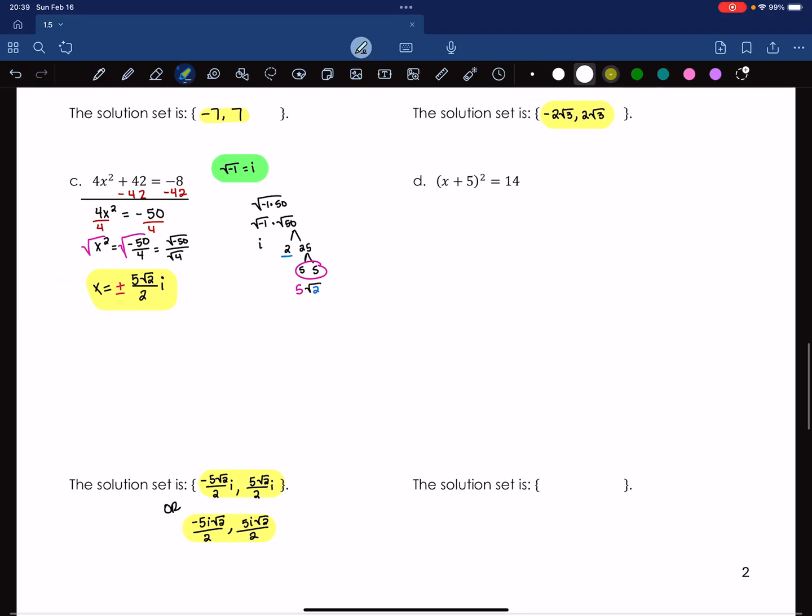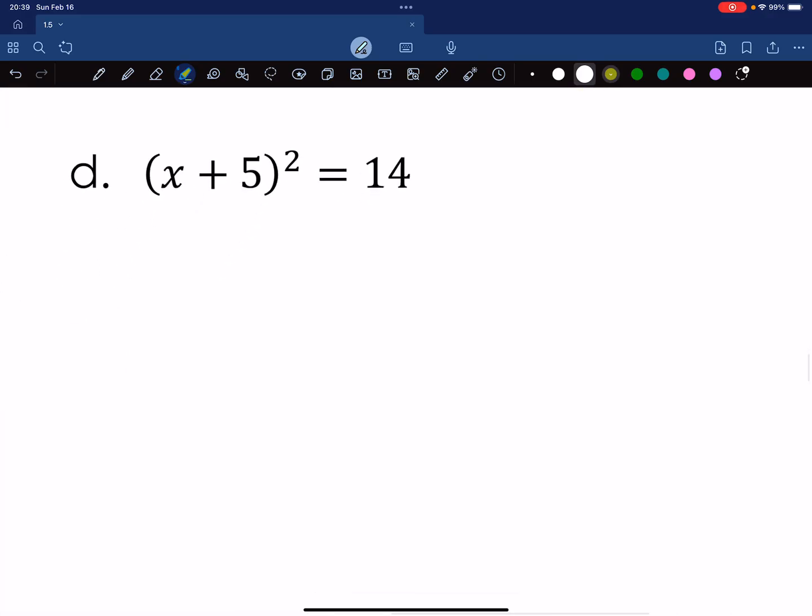Okay, so looking at the next one. So notice now that this entire thing is being squared, but nothing's being added, subtracted, multiplied, or divided outside of that. So you can go straight into the square root. Okay, when we do this, that means that we're just going to have x plus 5 equal to plus or minus the square root of 14.